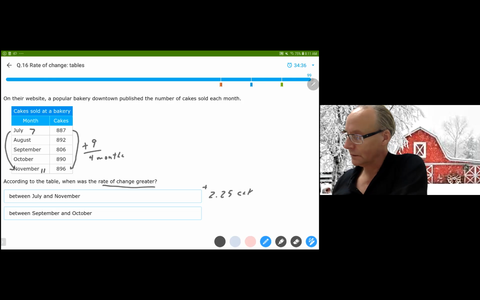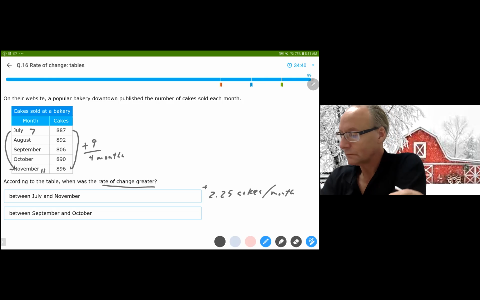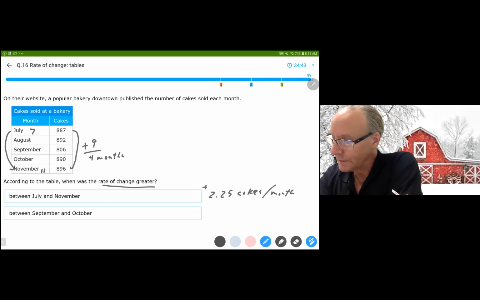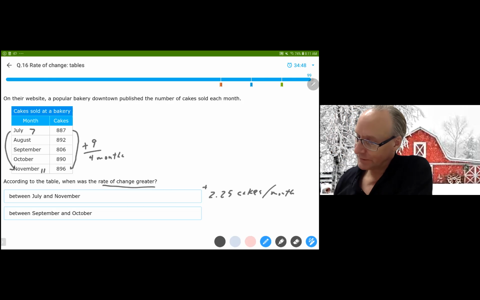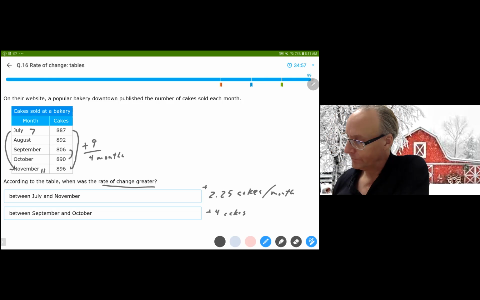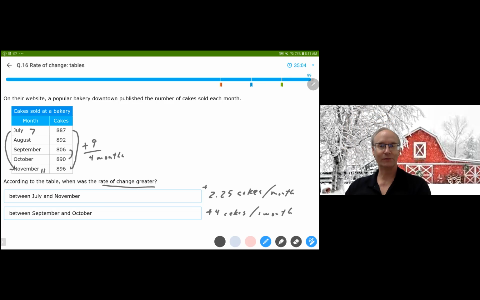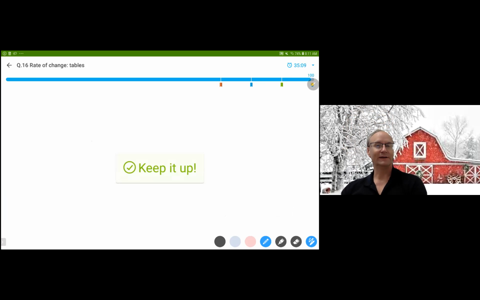Cakes per month. And that is up 9. I'm just double checking my work. September to October. That's only 1 month, and it went up 4, didn't it? In 1 month. And obviously going up 4 is bigger than going up 2.25. So we're talking about September to October. And it looks like we're done.